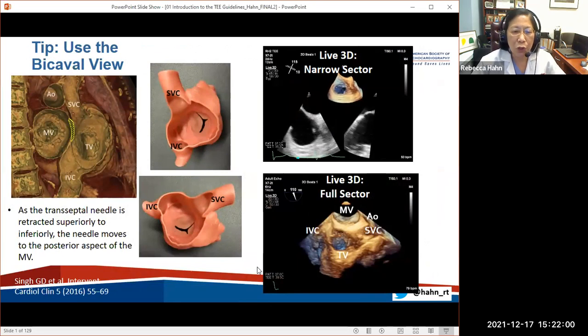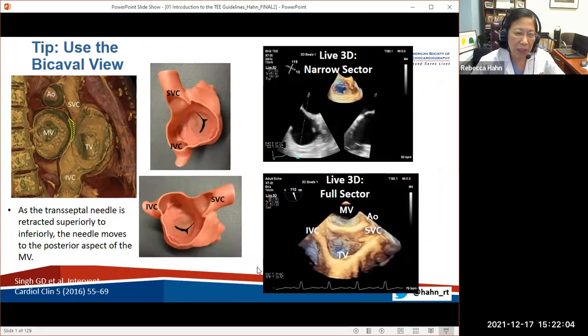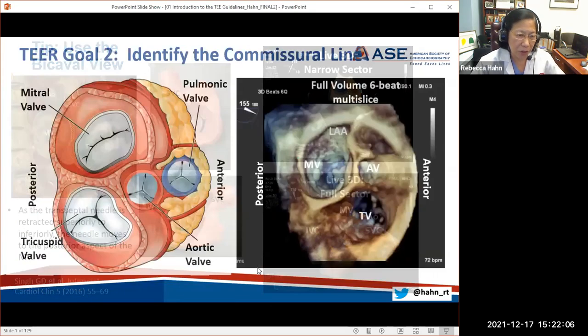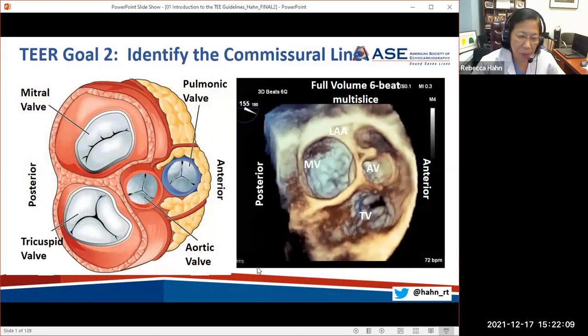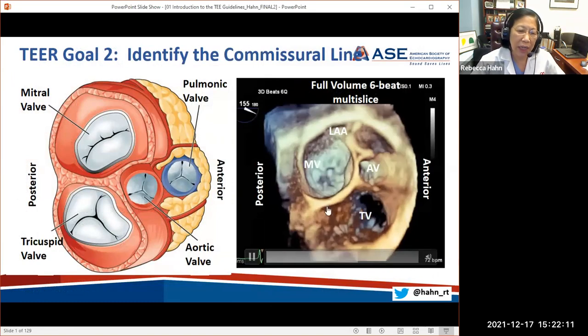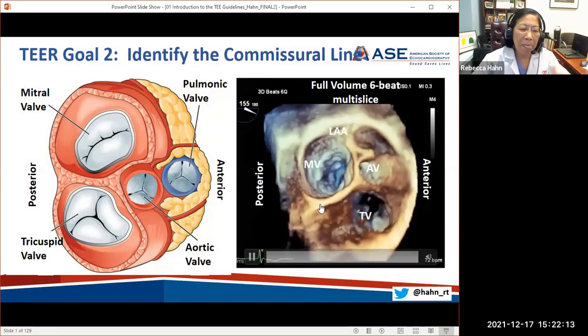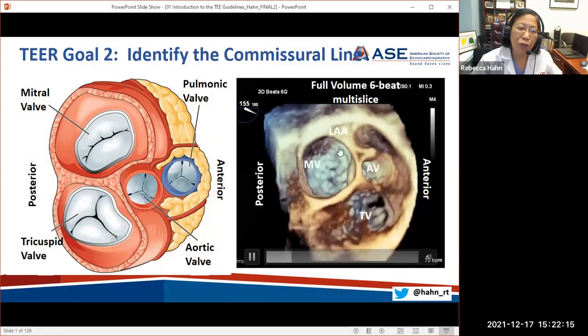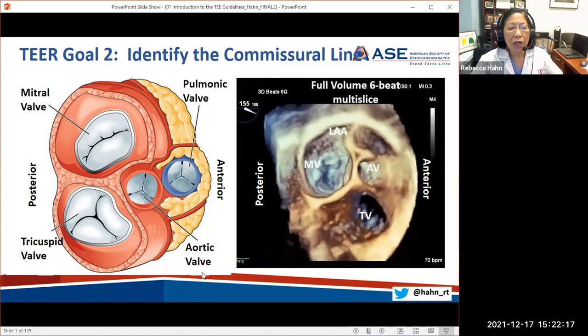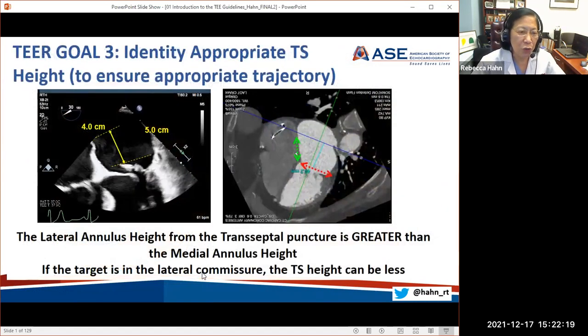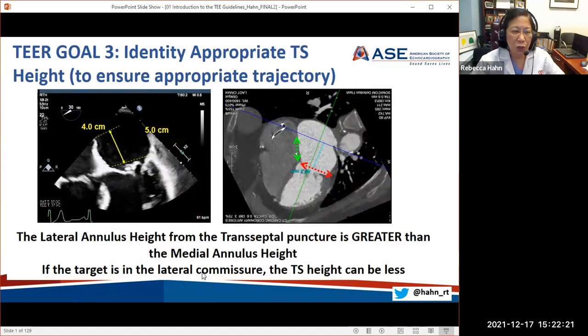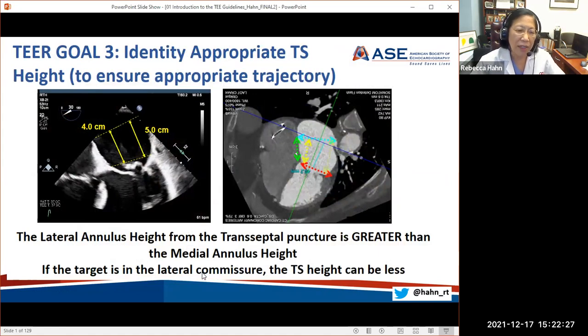But my favorite view to find the fossa is indeed the bicaval live 3D, either narrow or full sector. Or you could do, this is a 6-beat multi-slice, but it gives you an idea of the interatrial septum and its relation to the mitral valve as well as the left atrial appendage for whichever device you want to do. And then obviously we also want to make sure that the height of the fossa is going to be adequate for a device to fit into the left atrium.